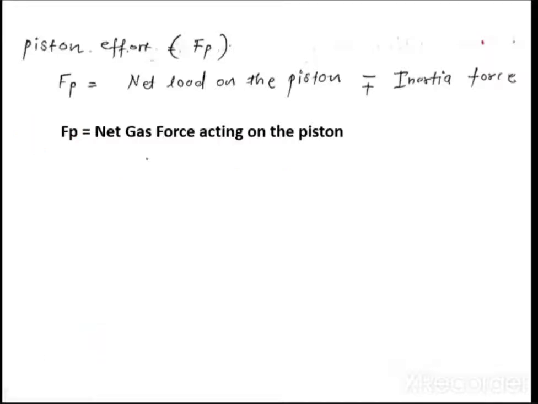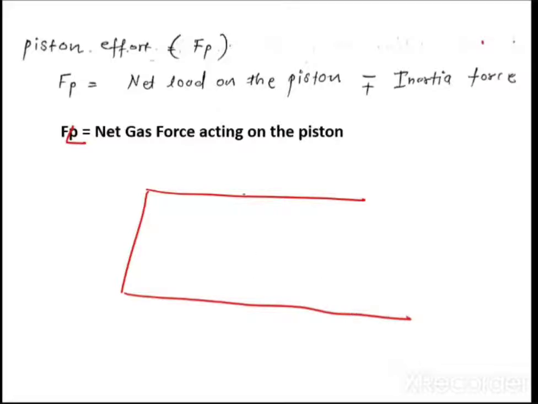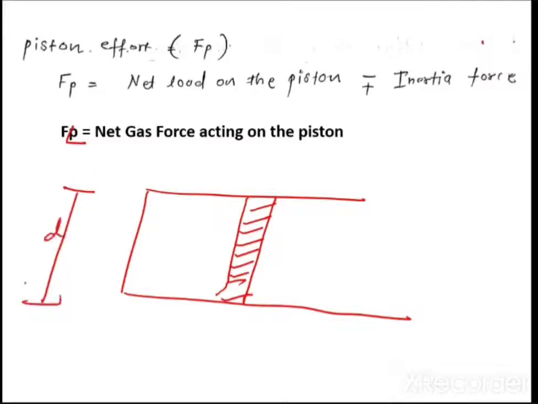Now, first of all, let me help you to understand what is FL. FL is nothing but a net gas force acting on the piston. Now, basically, let us say this is your cylinder. Okay. Inside the cylinder, let us say you have this piston. Okay, let us say this D is the diameter of the piston. Now this is nothing but the area of the piston.